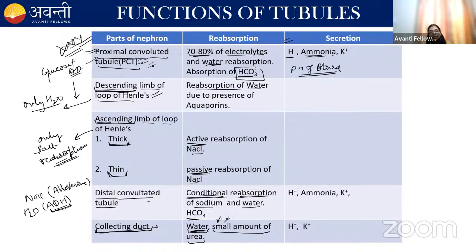Remember one more point, that tubular secretion takes place at PCT, at DCT, and collecting duct. There are three places where tubular secretion takes place: PCT, DCT, and the collecting duct. In DCT also there is tubular secretion of H plus, ammonia, and K plus. So they play a very important role in maintaining the balance of the blood, and along with that they also maintain the ionic balance. In the collecting duct, they also play an important role in maintaining the pH of the blood and the ionic balance. It's very important.